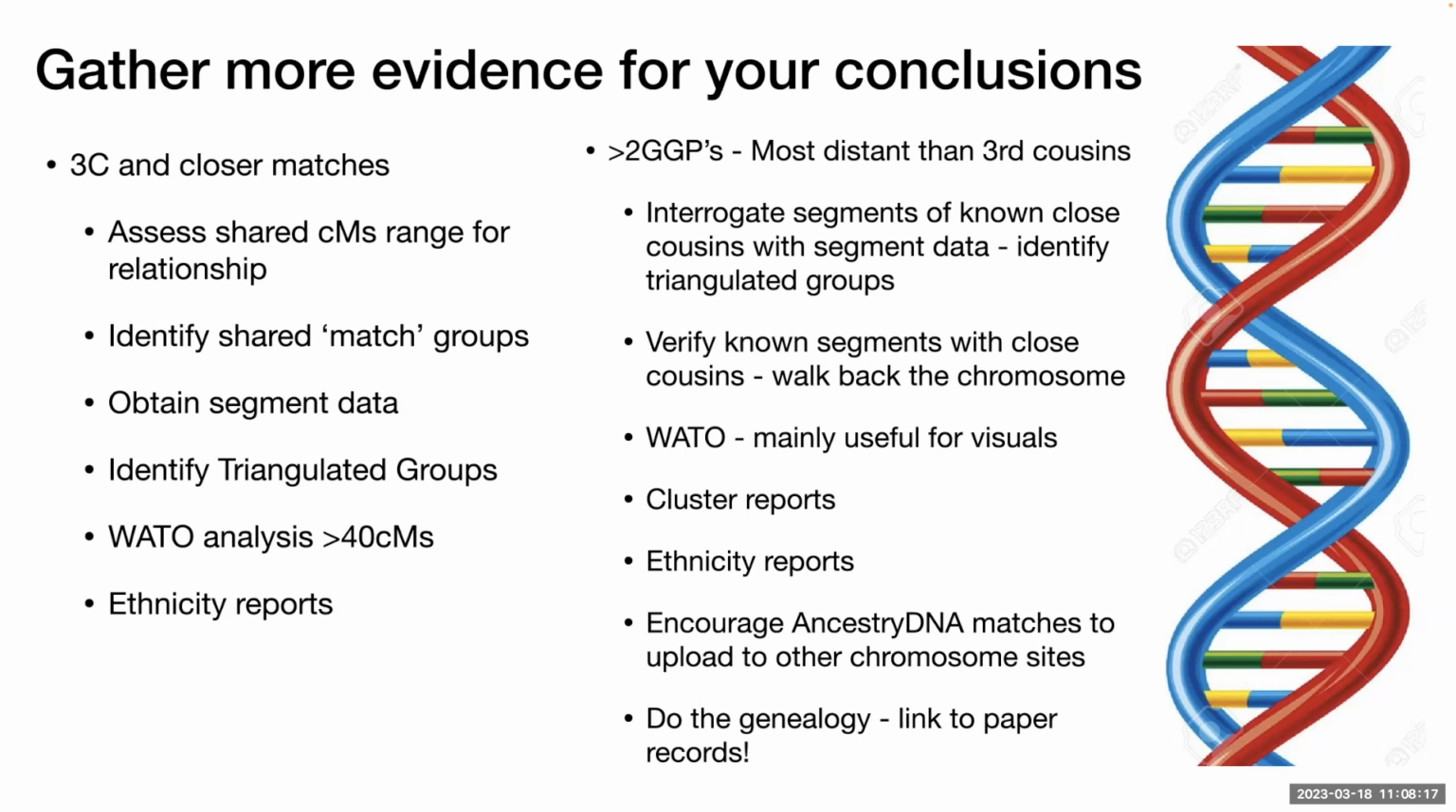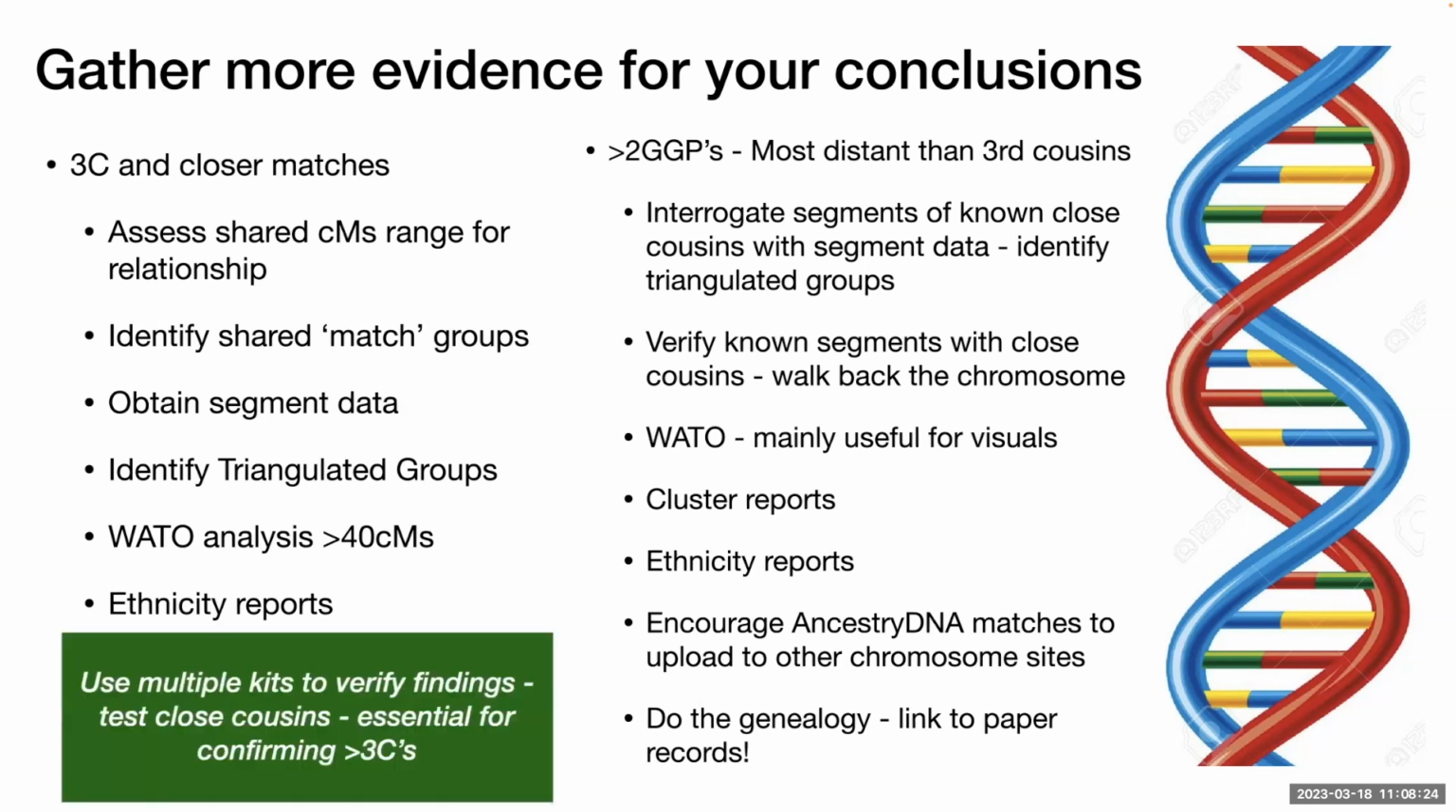And most importantly, do the genealogy to continually be looking through all of this information and linking it back to the paper records. And really use multiple kits to verify your findings. Always try and test close cousins, and if they're on Ancestry, see if you can get access to their results, so that you can look at how they're matching with the same people.